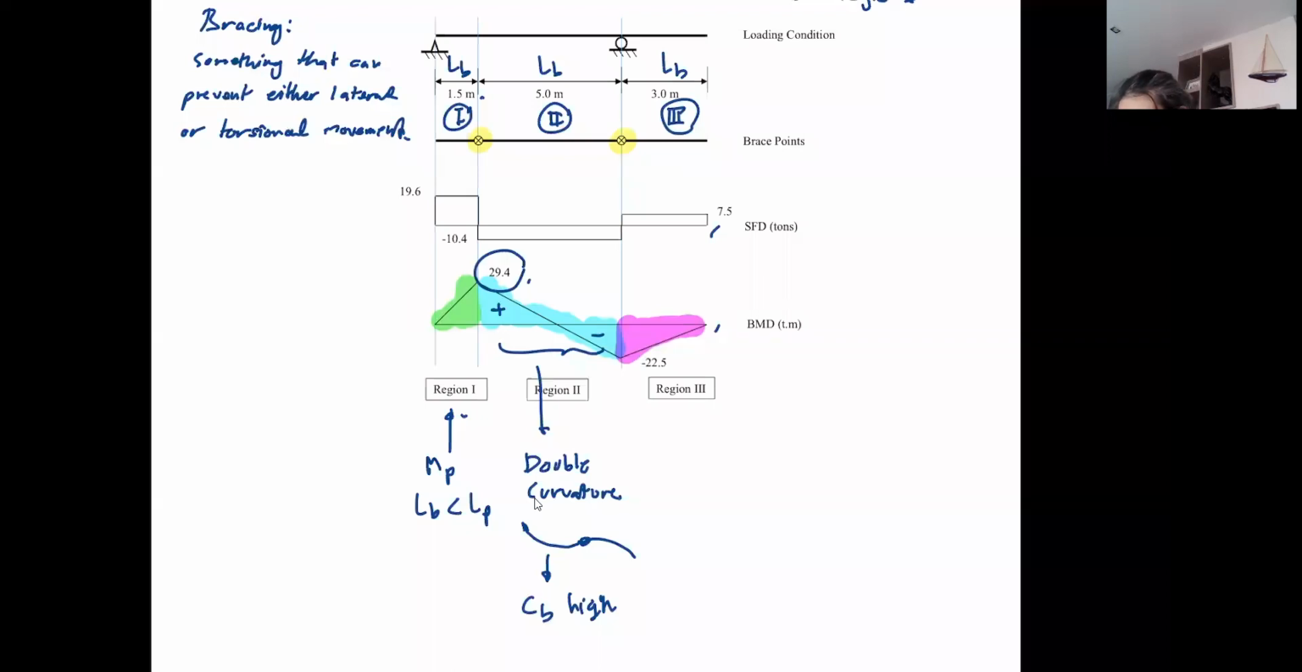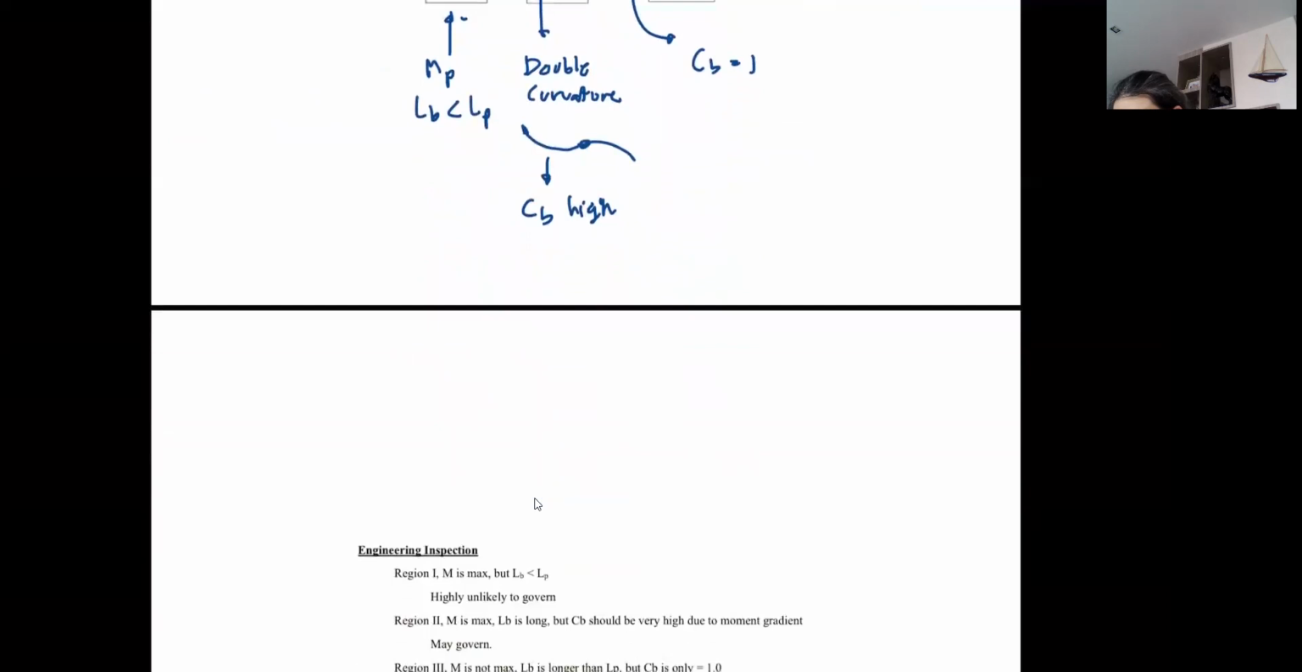Okay. Now, region number 3. CB is going to be equal to 1 because that's a cantilever without bracing. So you have low CB, but the moment here is not large either. So it's kind of difficult to tell right away what's going to happen. Now, this is the big picture that you need to investigate before you start your laborious calculation. Okay, so now we have the big picture.